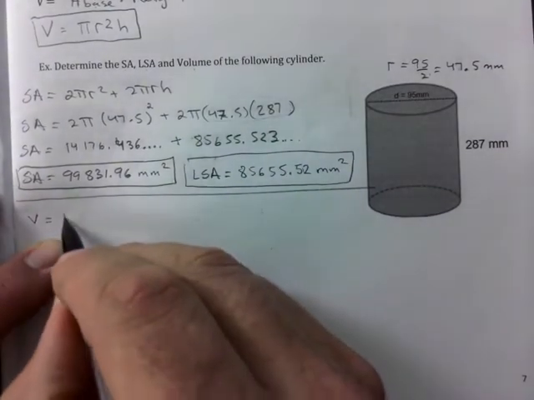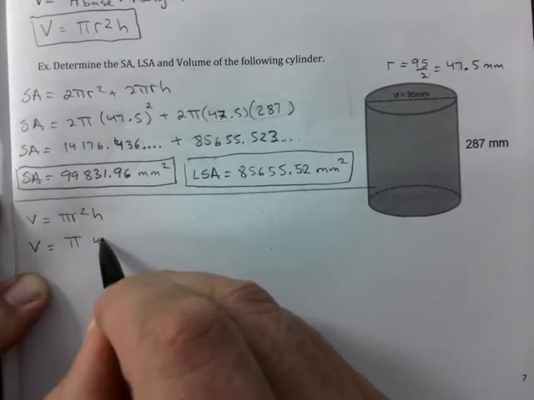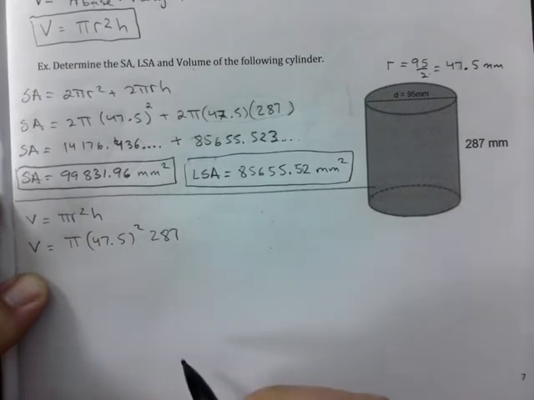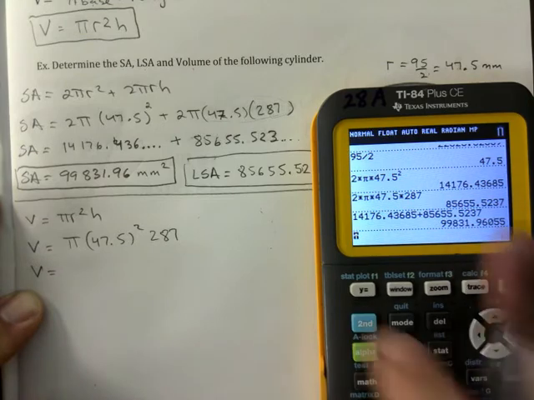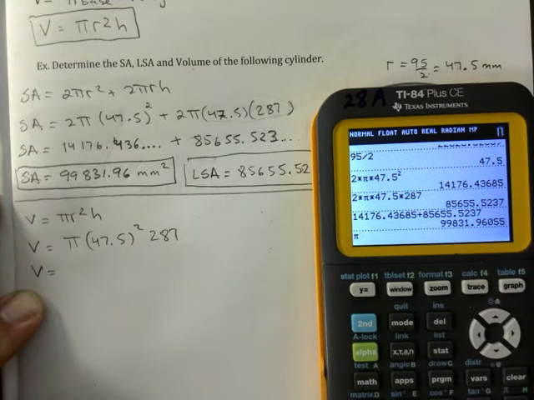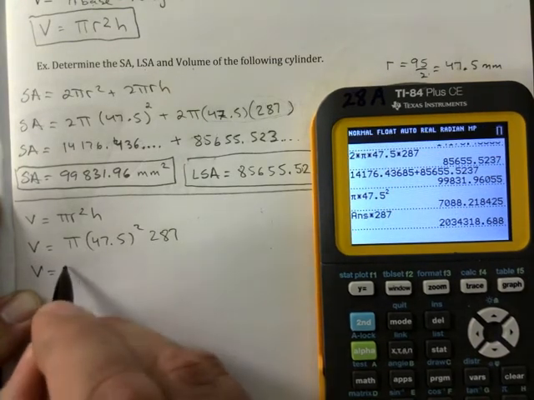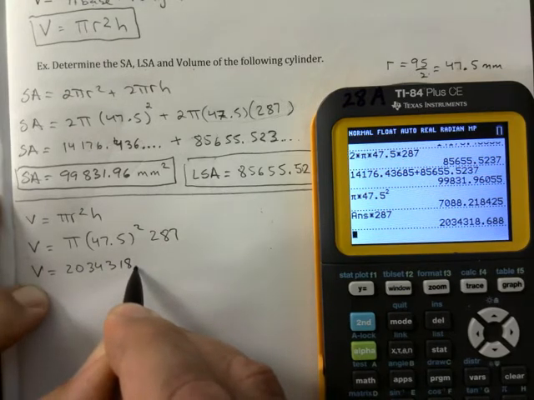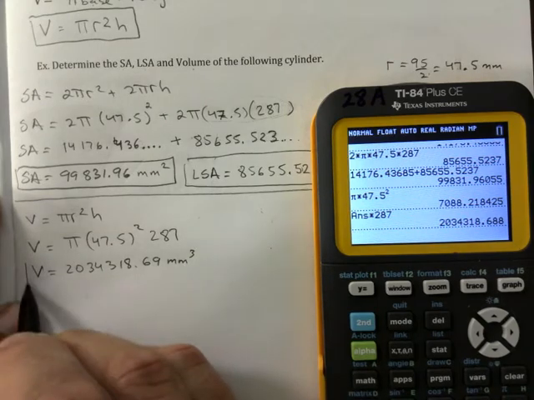Volume. It's pi r squared times height, right? Pi times 47.5 squared times the height, which is 287. And I have to redo this. So it's 2,034,318.69, and we are in millimeters cubed, right? We're doing volume.